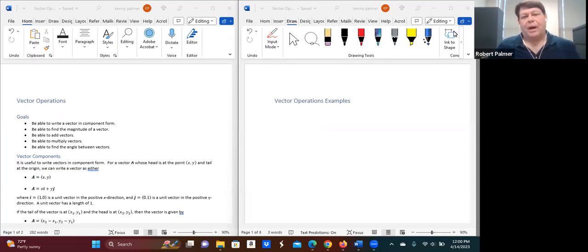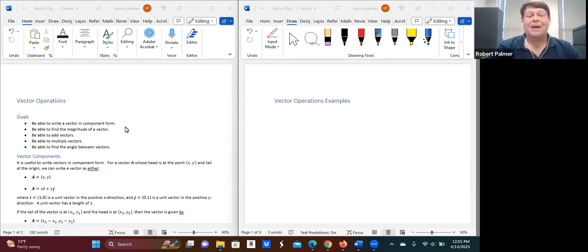Hello, everyone. Welcome back. Today, I want to talk about vector operations, so specific operations with vectors. These are not going to be all vector operations, but some of the ones that are useful for us right now. So, a few things we want to be able to do, our goals: be able to write a vector in component form. We'll explain that.